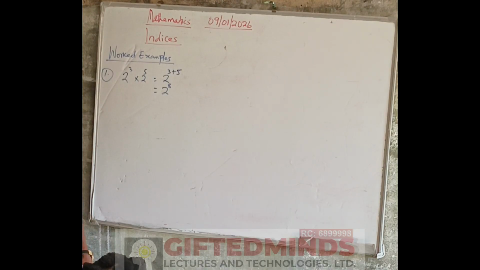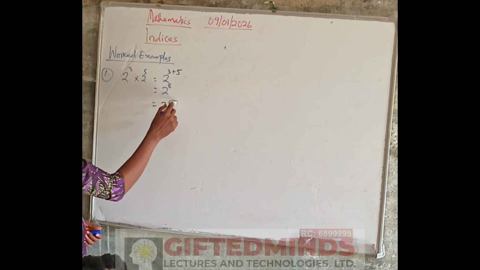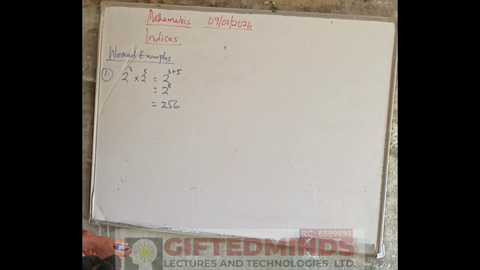2 raised to power 8 should be around 256. Is it 256? What do you have? 256. Nobody will ask you this kind of question in the exam. I'm just illustrating those laws, right?